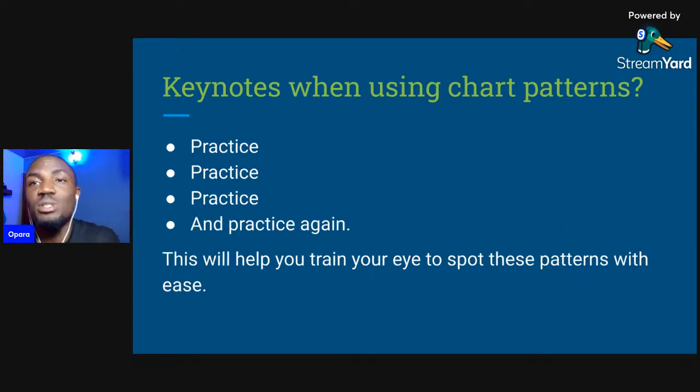Final keynotes: you need to practice, practice, practice. This will help you train your eyes to spot these patterns with ease. Like I told you, these patterns in a textbook might be easy, they might be sweet. You'd be like, ah, this is how cryptocurrency is sweet. But the moment you go on the chart, your eyes want to fall off because you might not see anything enticing. But the moment you keep on practicing, drawing your lines, you will definitely begin to see them. I'm speaking like this because I know it works.